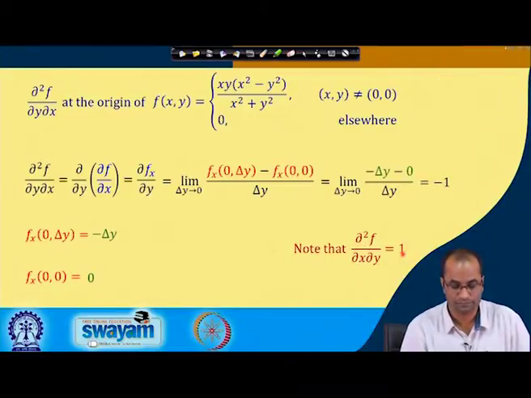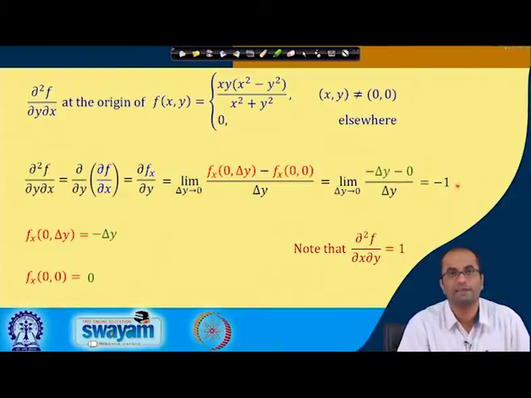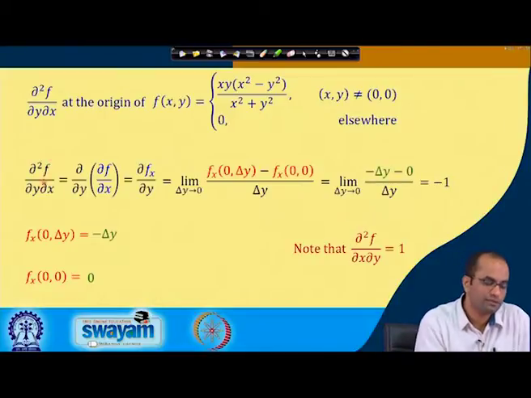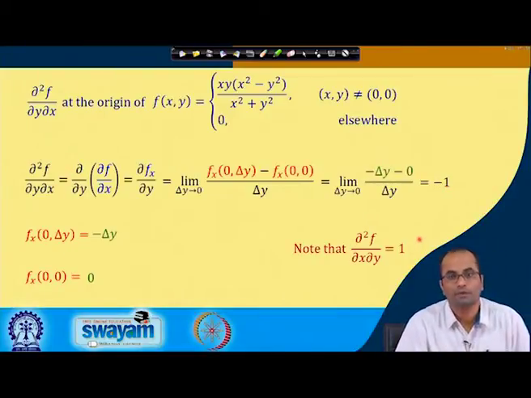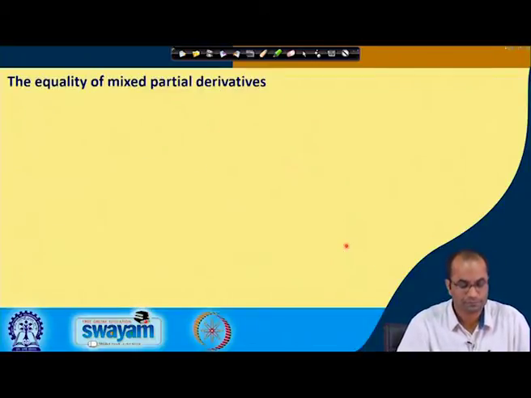Note that earlier we got in the previous slide ∂²f/∂x∂y, which was 1, and now we got ∂²f/∂y∂x, which is minus 1. So, what we have observed is that these two partial derivatives, first with respect to y and then with respect to x, or first with respect to x and then with respect to y, they may not be equal. Like in this present example, here the value is minus 1 and here the value is 1.